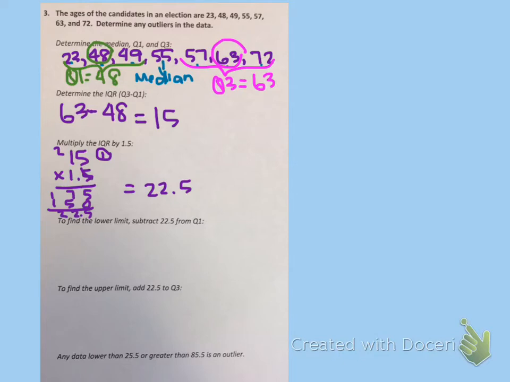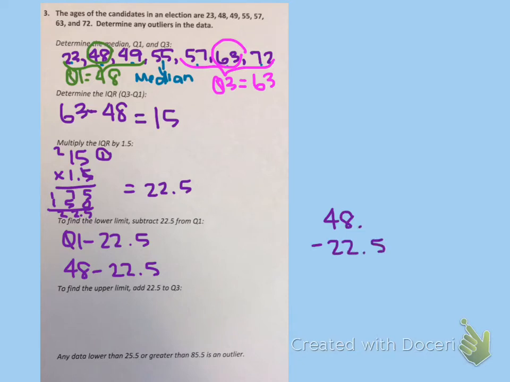What we're going to do with this number is find the upper and lower limits. Any numbers past these limits are going to be outliers. To find the lower limit, we're going to do Q1 minus 22.5. It's not always going to be 22.5. We got that 22.5 when we multiplied the IQR by 1.5, so for this data set, we're subtracting 22.5. So we do Q1, which is 48, minus 22.5. Go ahead and press pause to solve, and then press play to check when you are confident in your answer.